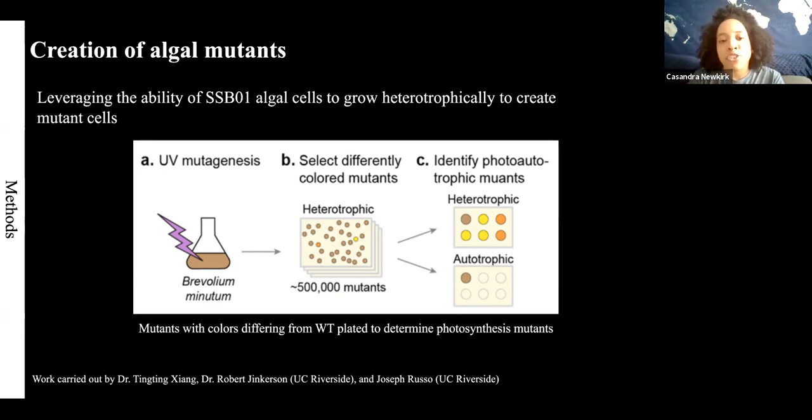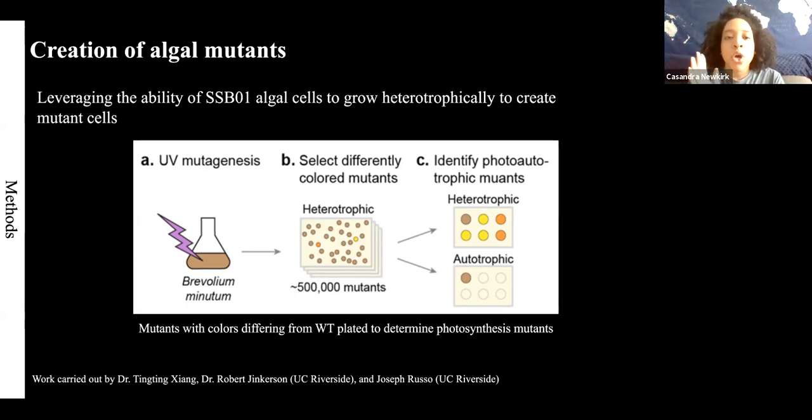So then in comes Dr. Zhang, who said, well, I've found a way to allow these cells to grow without photosynthesizing, in glucose. So now we're able to create mutants, have them grow in glucose media, and survive and grow to large quantities. So this is another schematic.